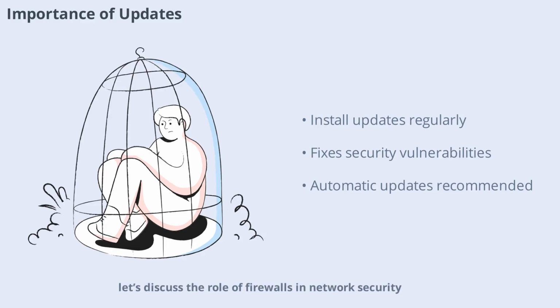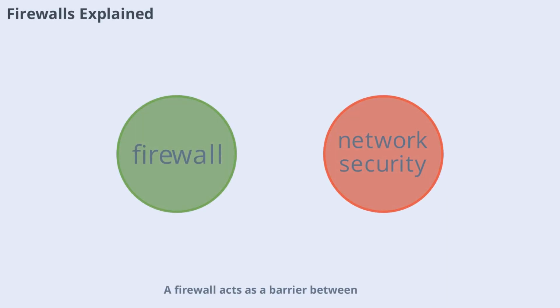Now, let's discuss the role of firewalls in network security. A firewall acts as a barrier between your network and potential threats from the internet. It monitors incoming and outgoing traffic, blocking suspicious activity while allowing safe communication. Firewalls can be hardware devices or software programs. They are a fundamental part of any security strategy, helping to prevent unauthorized access to your network.